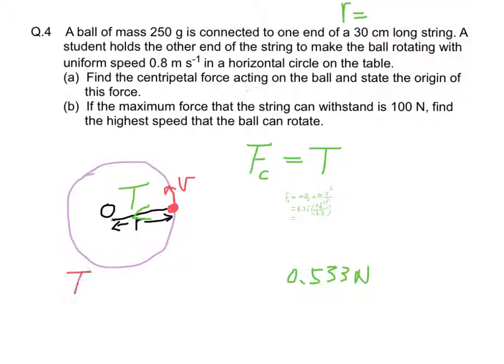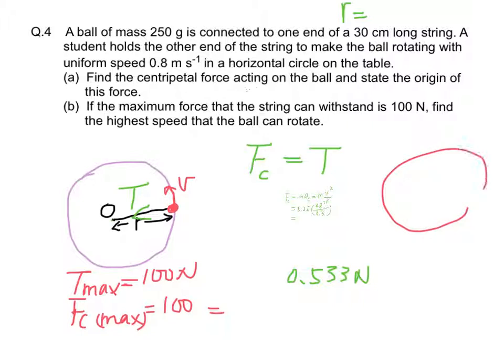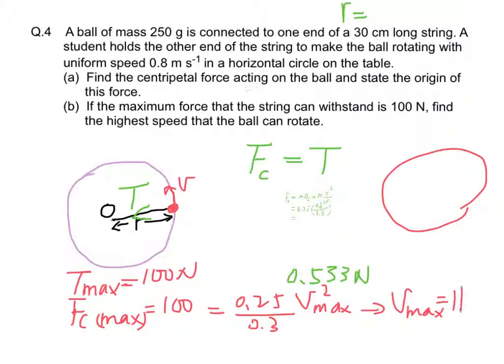For part B, we have the maximum force that the string can withstand is 100 Newton. That means the maximum tension is equal to 100 Newton. That means the maximum centrifugal force is equal to 100 Newton, equal to mv squared over r. That is 0.25 times maximum speed v squared over r, where r is 0.3. Therefore, we have the maximum speed equal to 11.0 meter per second.